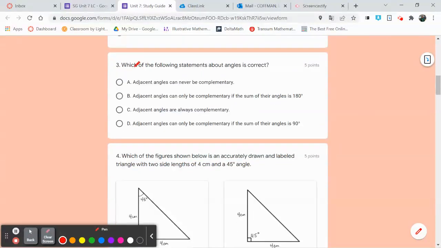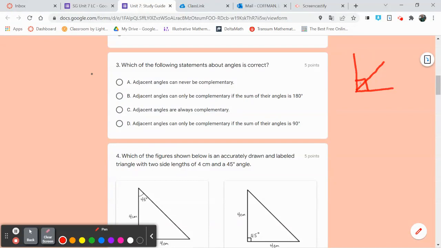Number 3, adjacent angles can never be complementary. Let's talk about what adjacent angles are. Adjacent angles are two angles that share a vertex and share a side. There is no rule about how much they have to equal, but we definitely could have them be complementary.